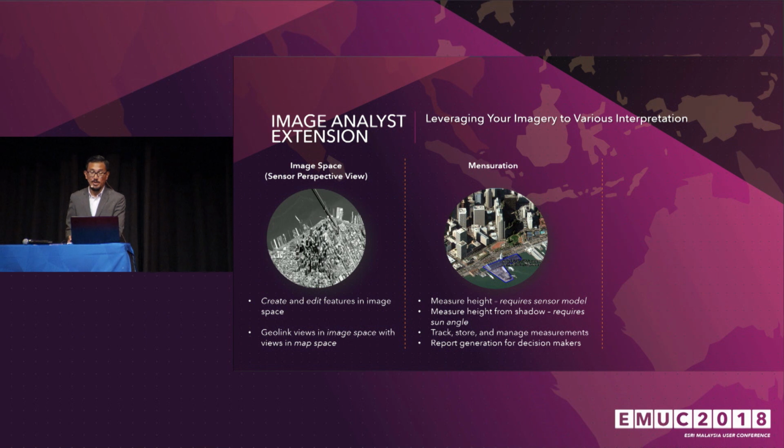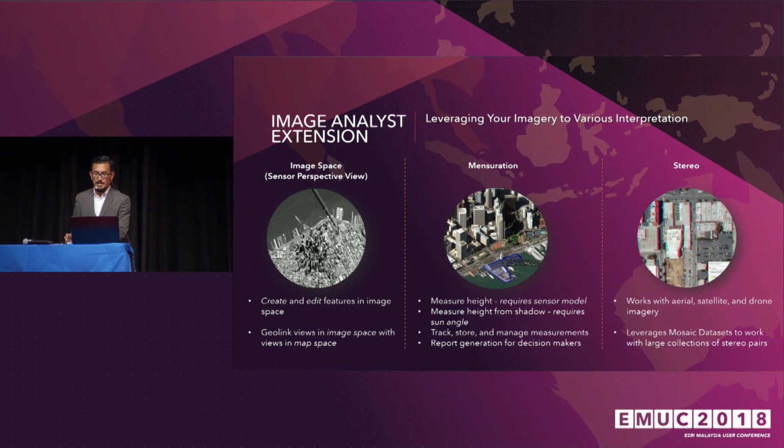Okay, the next is the mensuration. From the perspective view, instead of just viewing, you can do the measurement, for which your raster needs to have the sensor models and also the sun elevation angle. And the third one is the stereo, which enables you to get detailed and accurate elevation and height measurement by using the red and cyan anaglyph glasses or active shutter.